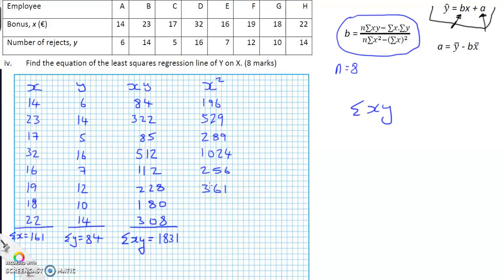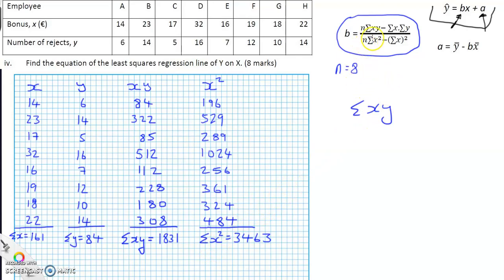18 squared is 324. And 22 squared is 484. Okay, and we're going to add all of them up, and that'll give us the sum of our x squareds. So you add them up there and see if you get the same as myself. Now, after adding them up, you should have got 3463.